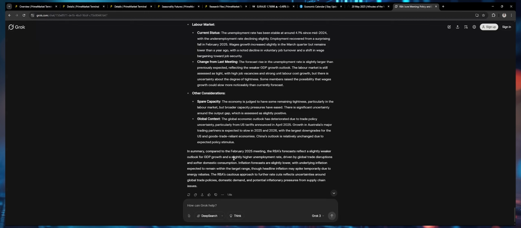Okay. But a slightly higher unemployment rate, so that means that there will be more people unemployed. And of course, this is a drag effect for the weaker outlook for the GDP also. That's really bad, okay? And then it explains, driven by global trade disruptions and softer domestic consumption. Inflation forecast slightly lower, so that's pretty cool. Okay, the forecast for the inflation is lower, with underlying inflation expected to remain within the target range. So the target range in RBA is 2 to 3%.